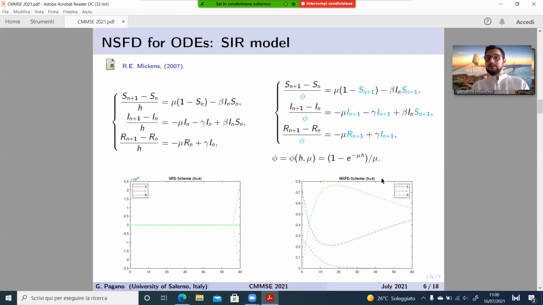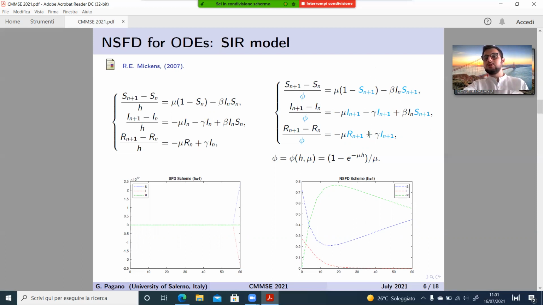With a big step size, our non-standard scheme provides a good solution that qualitatively follows well the exact solution of the SEIR model. The standard scheme provides a numerical solution that is exploding and is also becoming negative. In fact, Mickens uses this non-standard scheme to preserve the positivity of the solution.